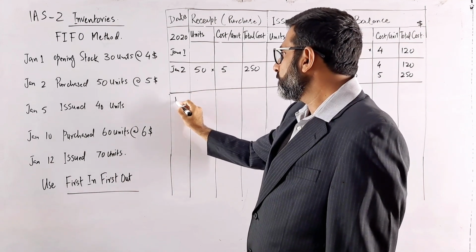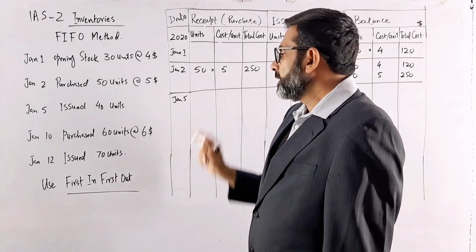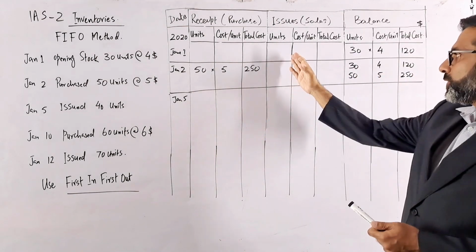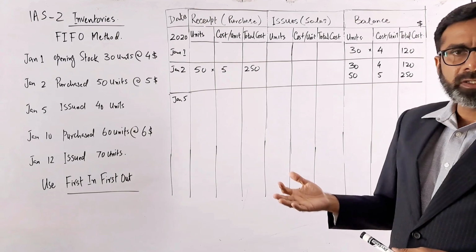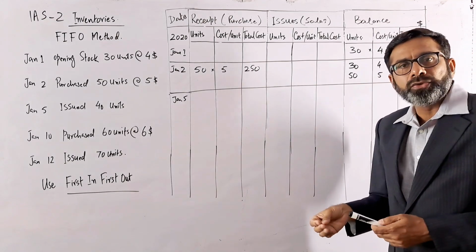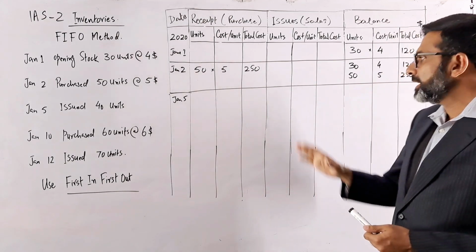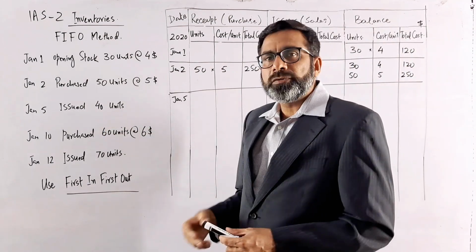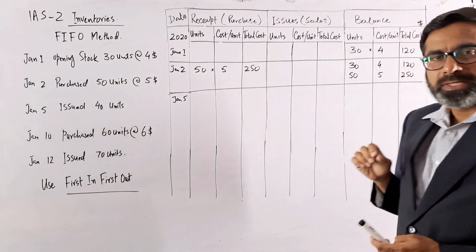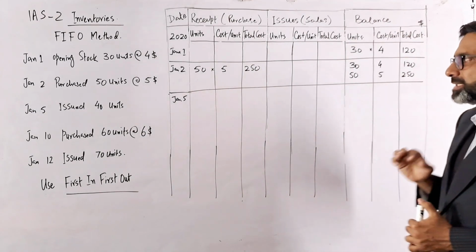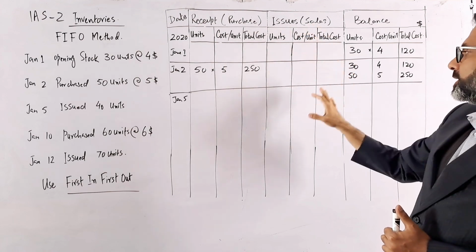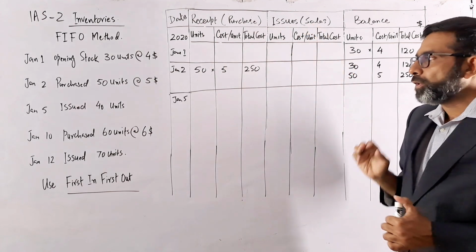Then on the 5th of January, they have issued some of the units. Issued means issued maybe to the production department or it may be issued to the customers, means as a sale. So issue or the sale. So how many units are issued? They have issued 40 units. Now there is the point we have to consider. We have to first of all write it in the issue or sale section, and we have to write the 40 units.